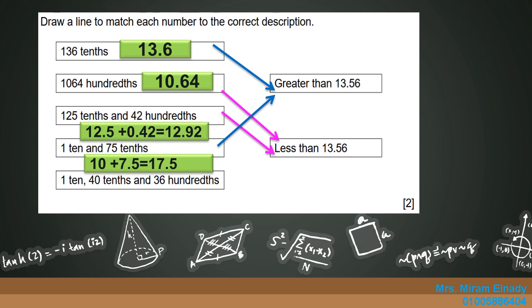The last one, 10, 40 tenths and 36 hundredths. Again, 10 is 10, 40 tenths means 4.0, 36 hundredths means 0.36. So when we add the three numbers together, we have 14.36, which is also greater than 13.56.